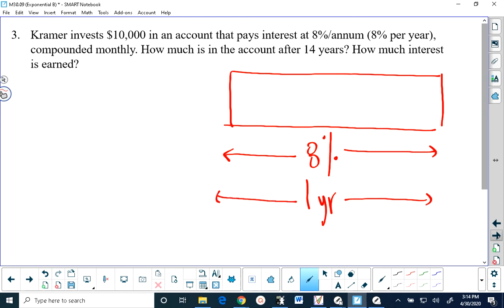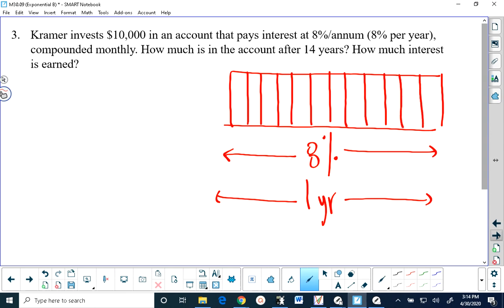But it's compounded monthly. Now I'm going to do my best to split this up into 12 pieces. And you can count these off. 1, 2, 3, 4, 5, 6, 7, 8, 9, 10, 11, 12. Kramer's going to get 8% throughout the year, but it's going to be divvied up. And he's going to get only 1/12 of 8% in each period.